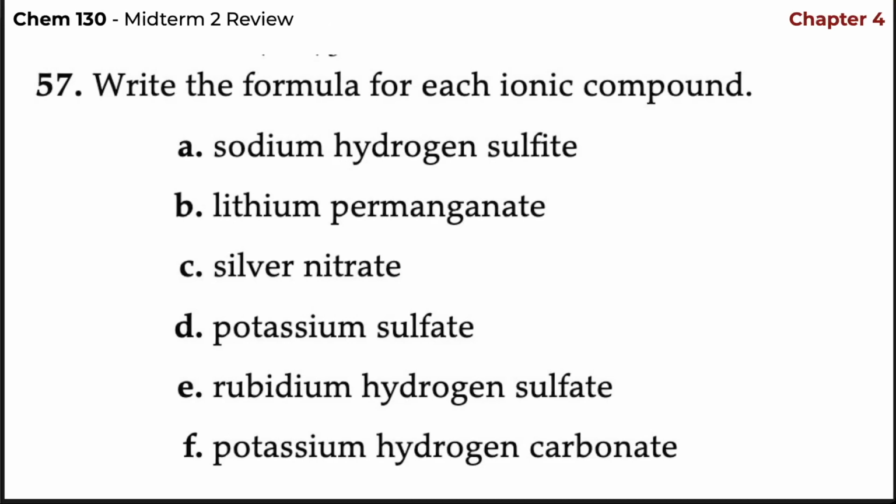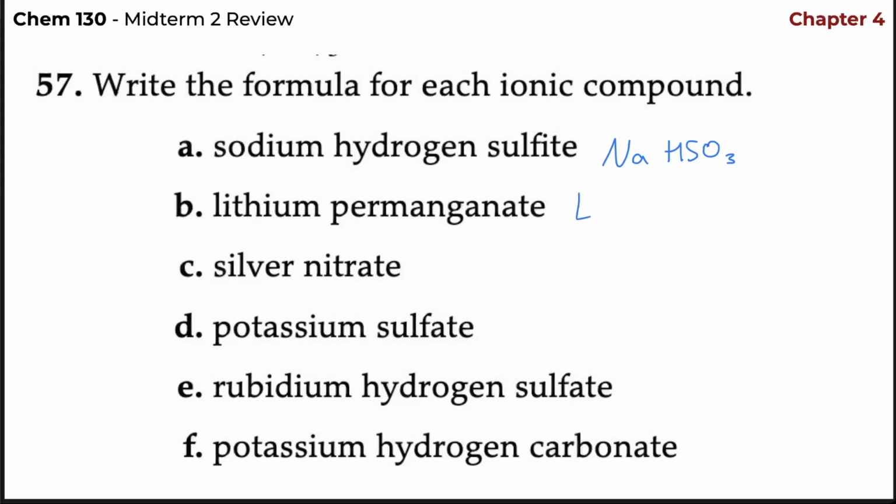All right, so this one's a little more straightforward. You just have to write out the formula for each ionic compound, which means take the first part and the second part. The first part of this is sodium, which is Na. The second part is hydrogen sulfite, HSO3. Sodium is a +1 charge, and hydrogen sulfite is -1. They're balanced. That's all you need to do.